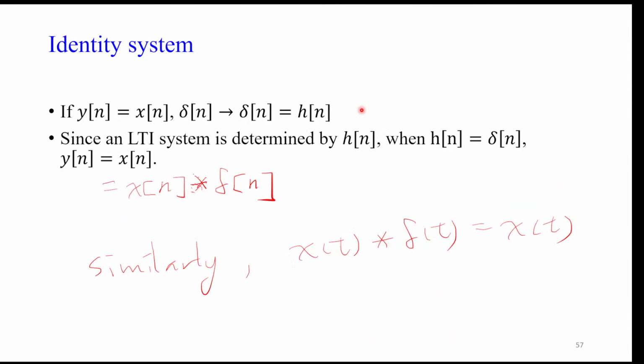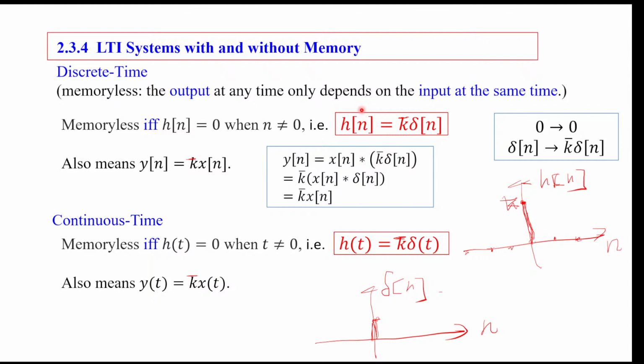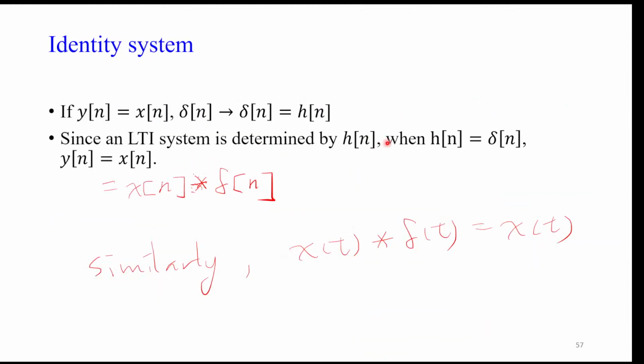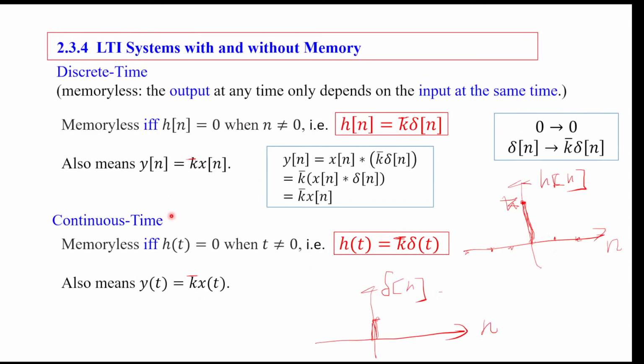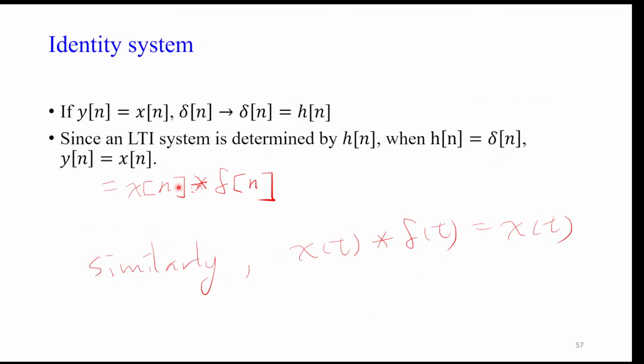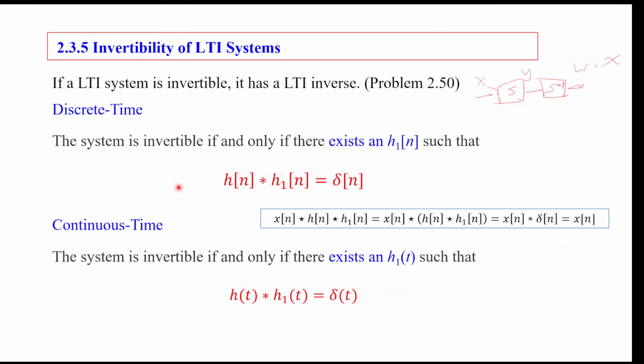Okay, so that's the identity system, and as for its application to memory, it says that if our impulse response is just delta, then it's the identity. If our response is some constant times delta, then the output will be a constant times the input, and this is obviously memoryless. Okay, that's for memoryless or with memory.